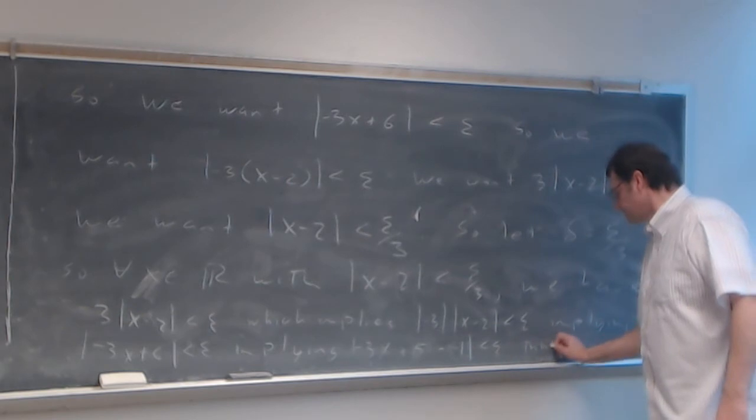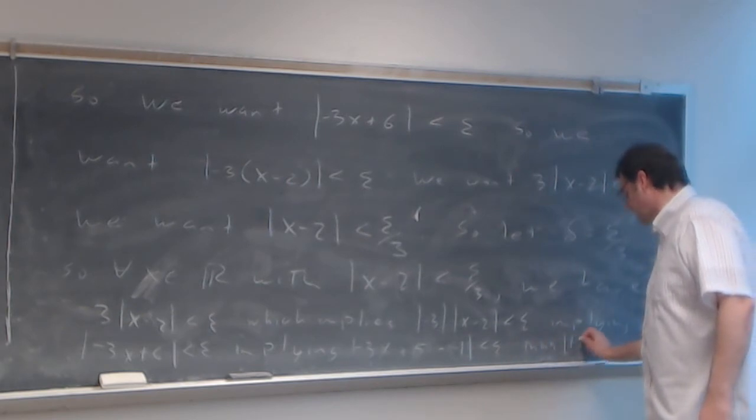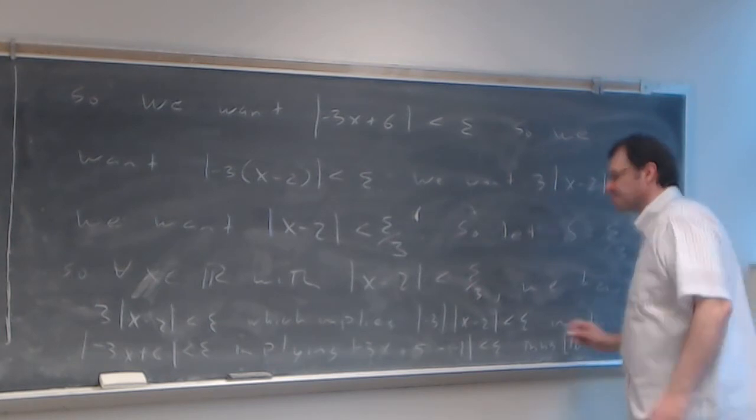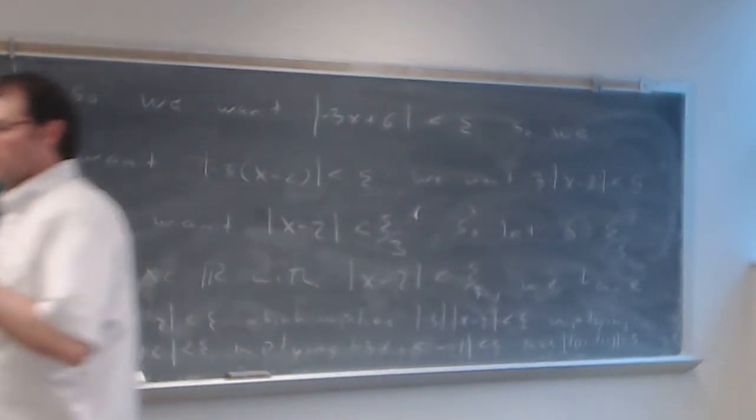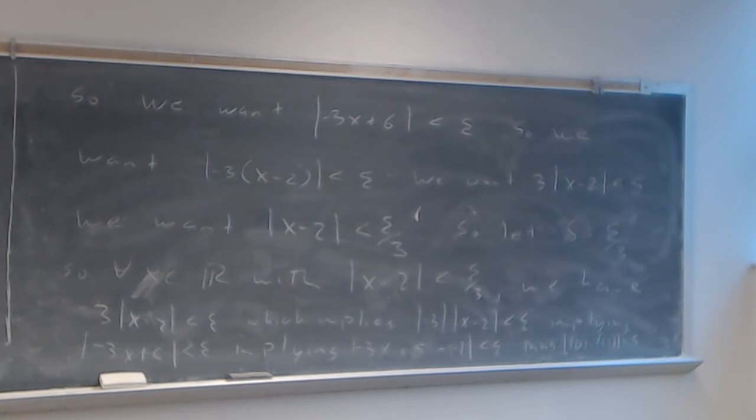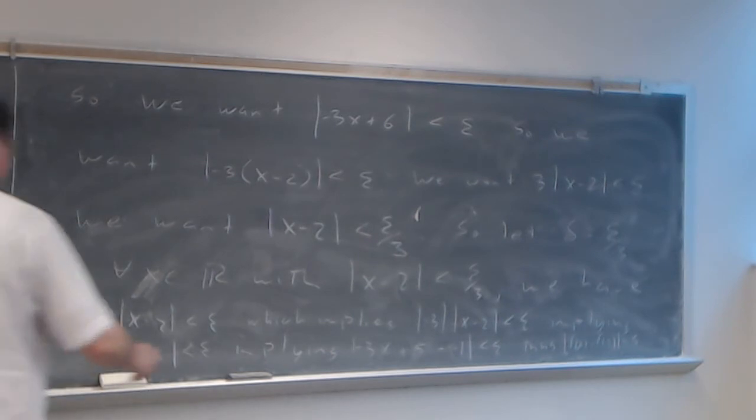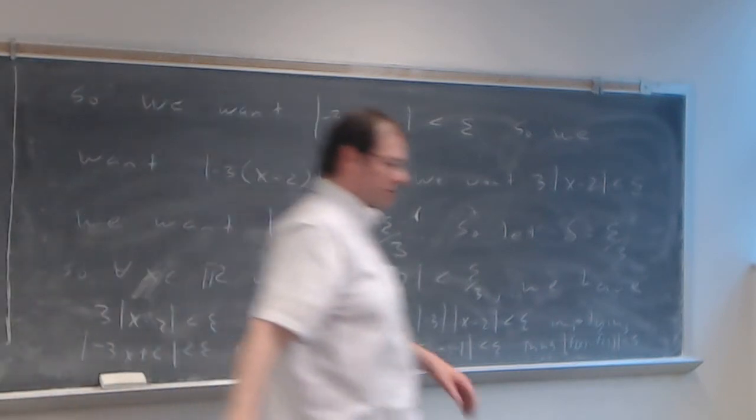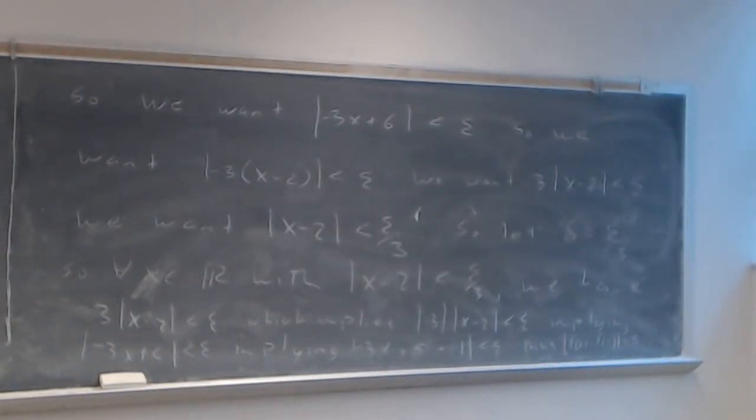Thus, the absolute value of f of x minus f of 2 is less than epsilon. So that's how I know that f of x is continuous at 2. Let me write up the conclusionary statement that f of x is continuous at 2.